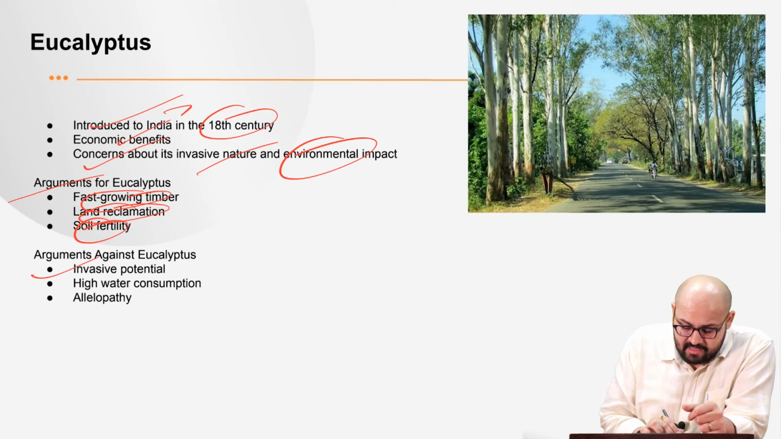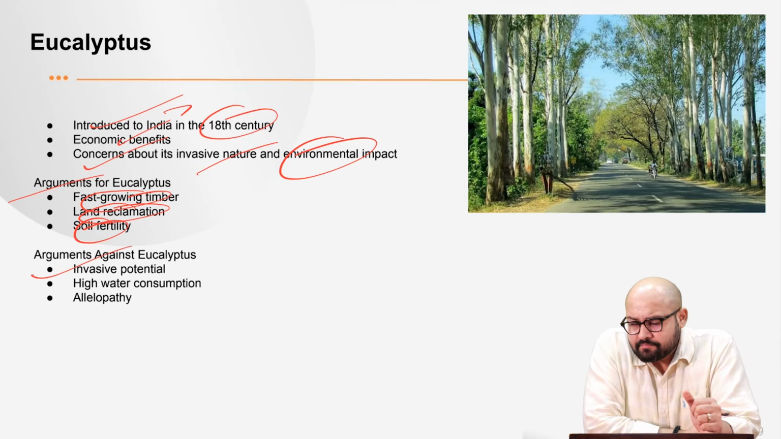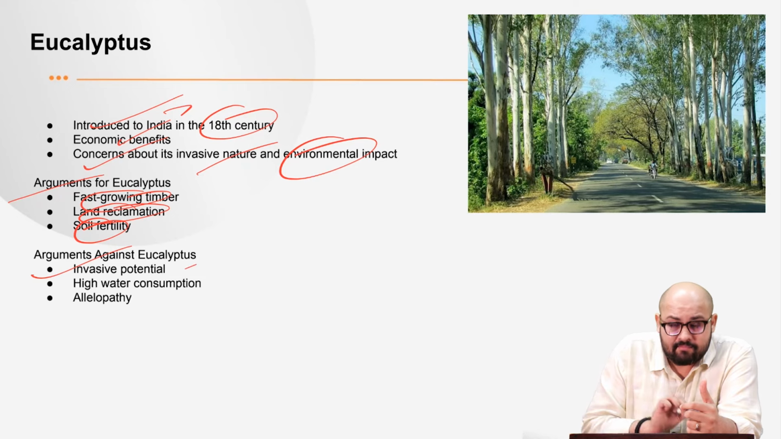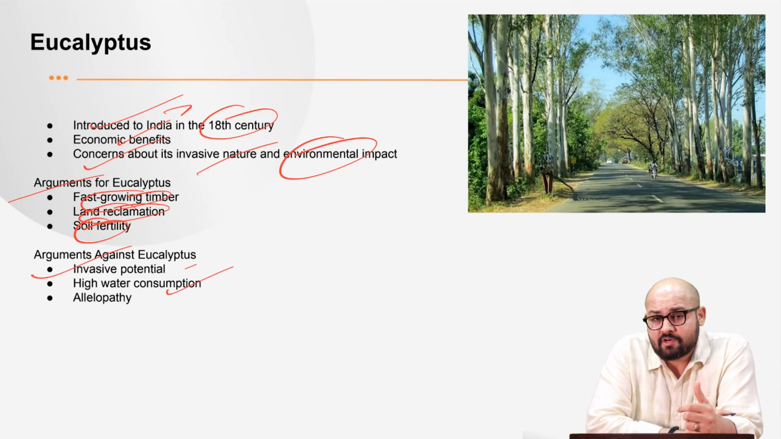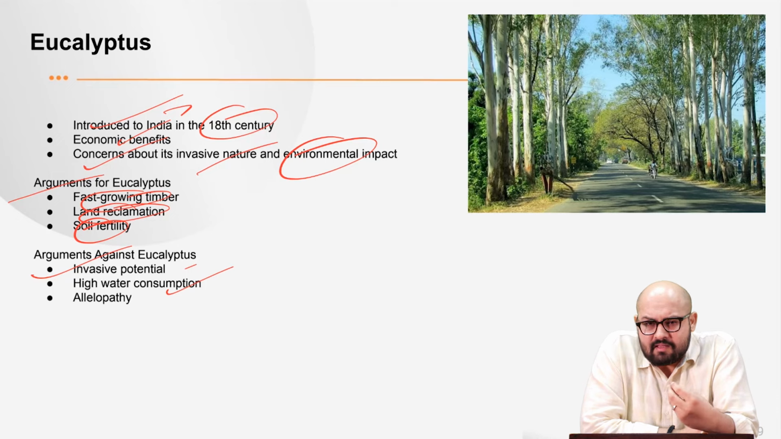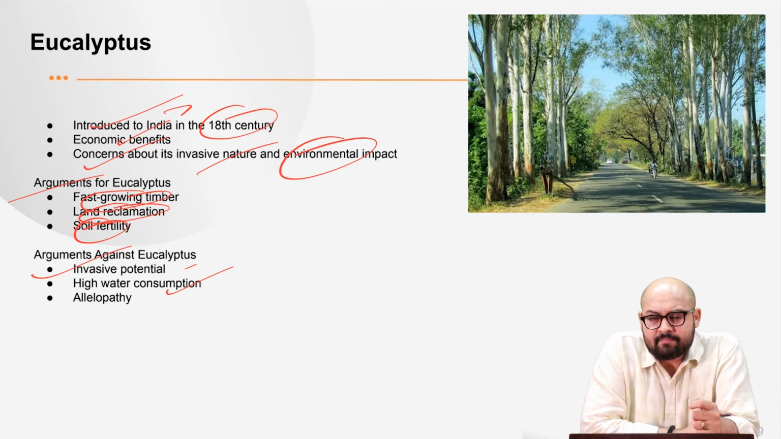See, the first is its invasive potential. Once you have eucalyptus, it is a very fast-growing species, and then it tends to destroy the native vegetation, right? So that is what the invasive potential is. Second is it has high water consumption. It depletes the groundwater. It has a lot of water consumption, and thus it takes away the aquifers.